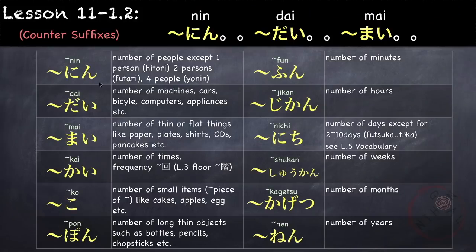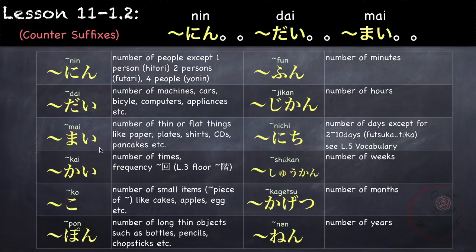Nin. This is the suffix attached to the normal number to indicate the number of people, except for one person, which there's a special word for it, which is hitori. 2 persons, futari. And for 4 people, the special reading is yonin. Dai. This is the suffix for the number of machines, cars, bicycle, computers, appliances, and so on. Basically, any big things uses suffix dai.